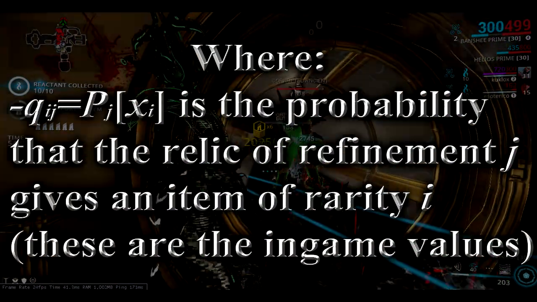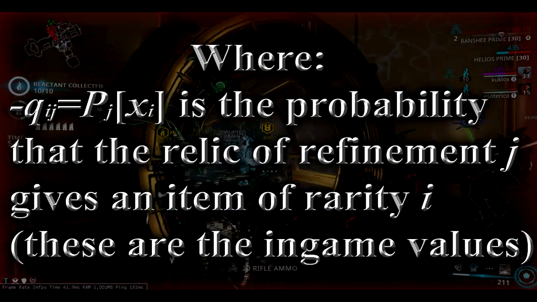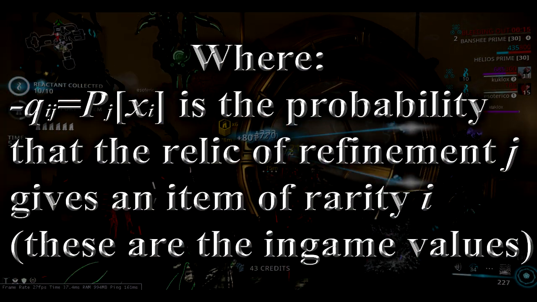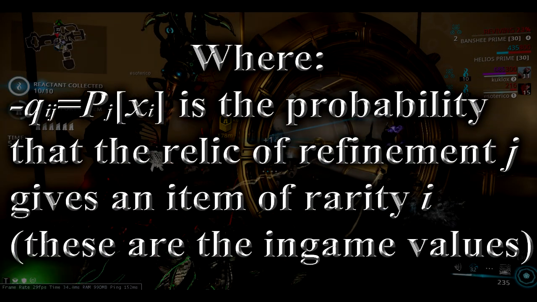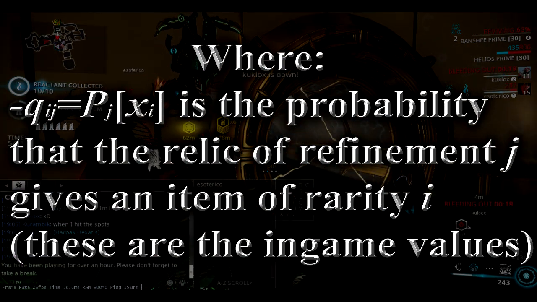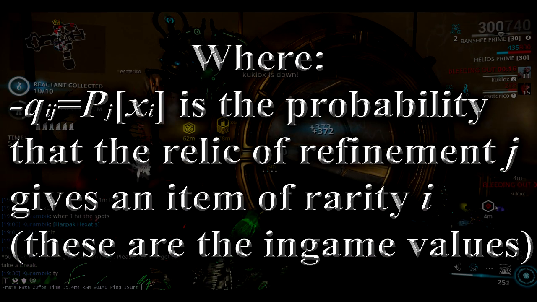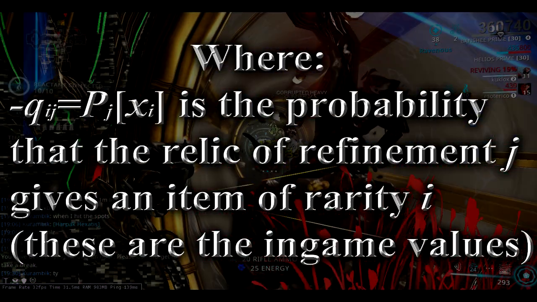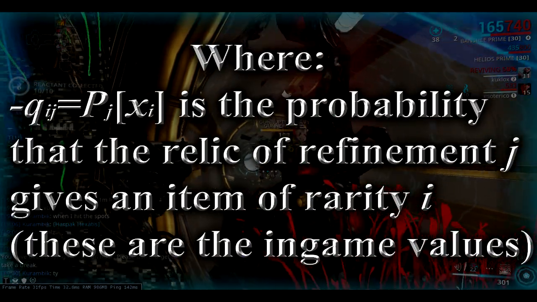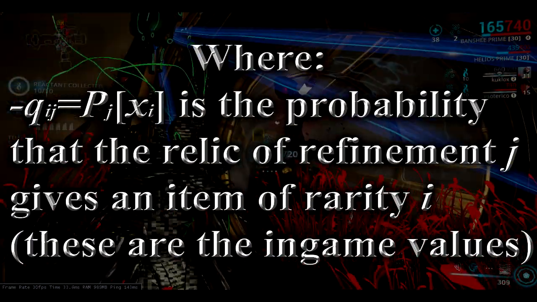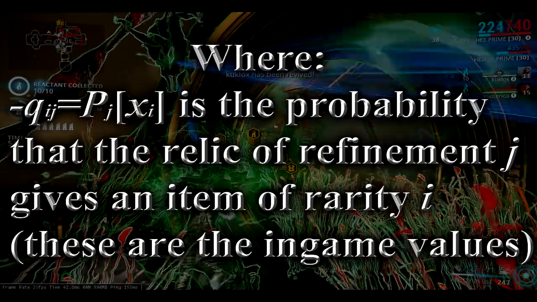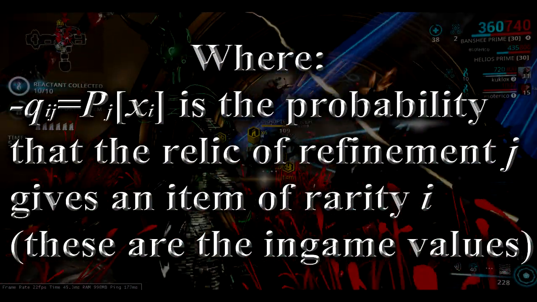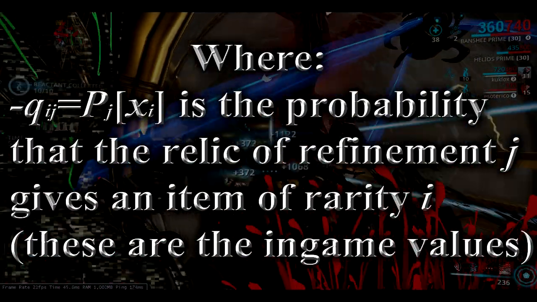Now, Qij is the probability that the relic of refinement j gives an item of rarity i. In layman's terms, these are the values in game. So, for example, for an intact relic, you have 72%, I think, that you get the common, 20-something% that you get the uncommon, and 2% that you get the rare. This is what the Qijs are. So, there's nothing really big here, this is just fancy notation. The Qijs are the values that are in the game, that you can find on the wiki.